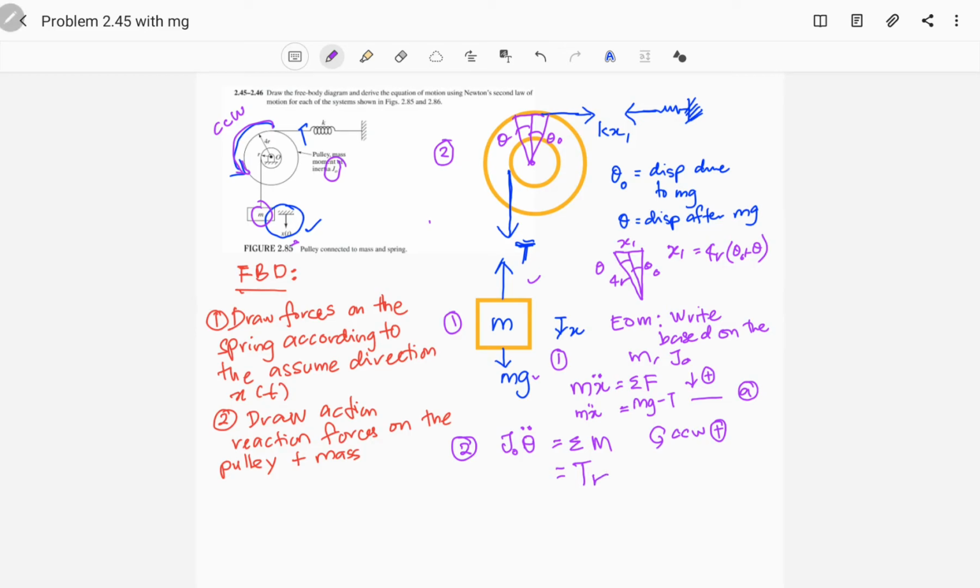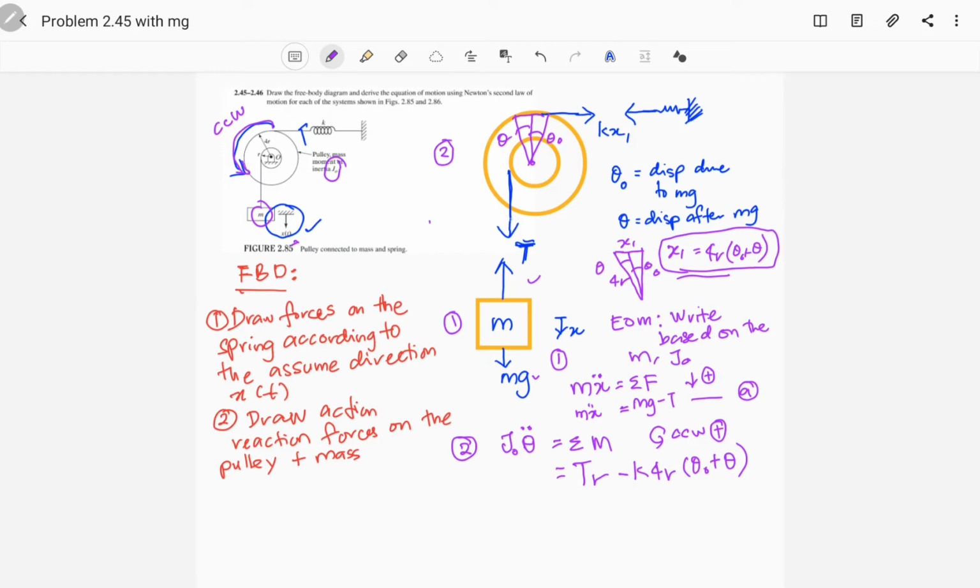Whereas your kx1, now we have to write it in terms of this expression. So k x1 will become negative, because it goes in the clockwise direction. So you have negative k, and you have to write in terms of x1. So you have k times 4r times (theta naught plus theta).